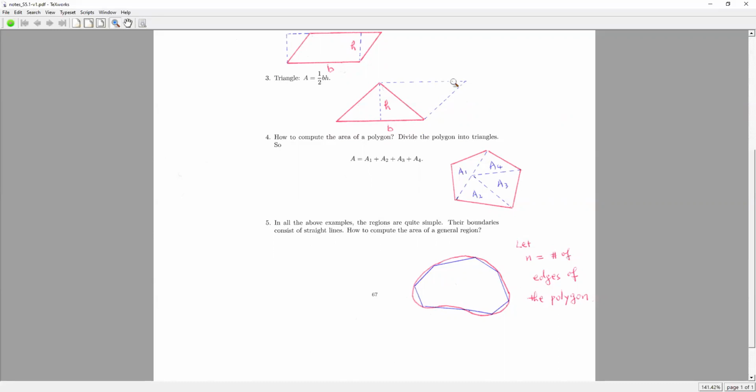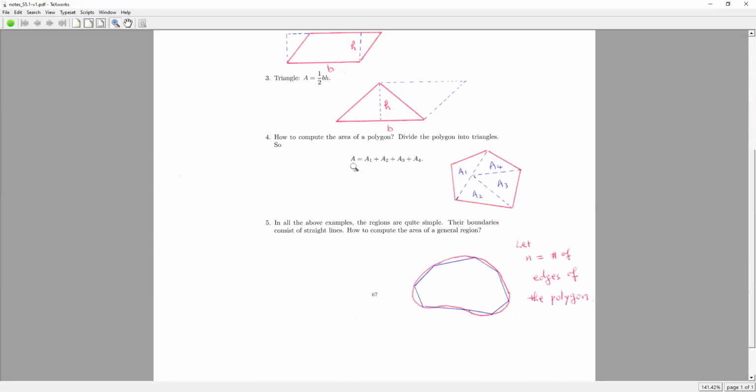The area of this parallelogram is base times height. This parallelogram consists of two triangles. So therefore, area of this triangle is 1/2 of the area of the parallelogram. And therefore, we have this area formula for a triangle.